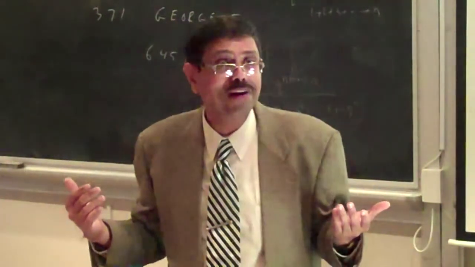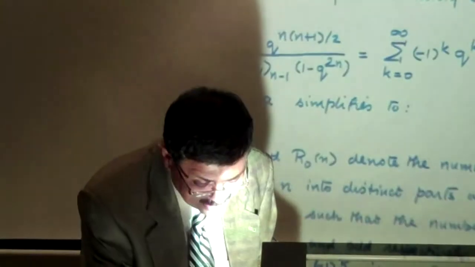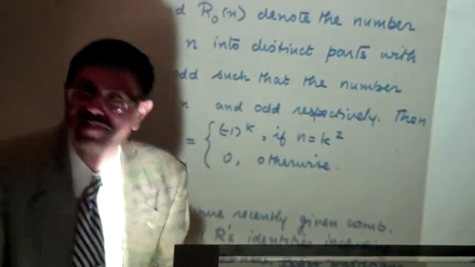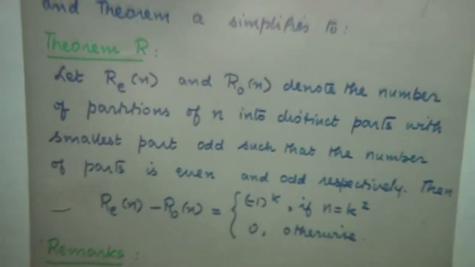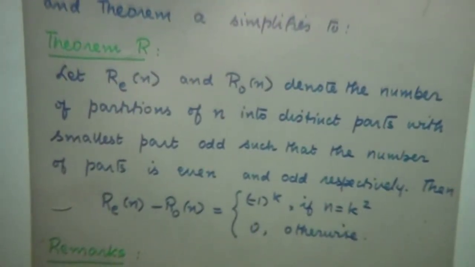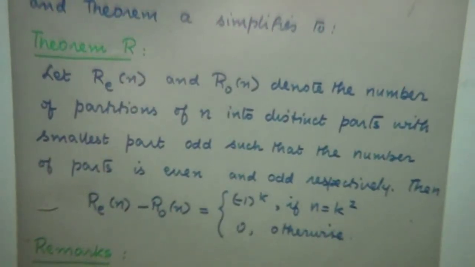So we have a new partition theorem. You have partitions into distinct parts, and you insist now that the smallest part is odd. Split these partitions according to the number of parts, the parity of the number of parts. This split is equal except at the perfect squares.